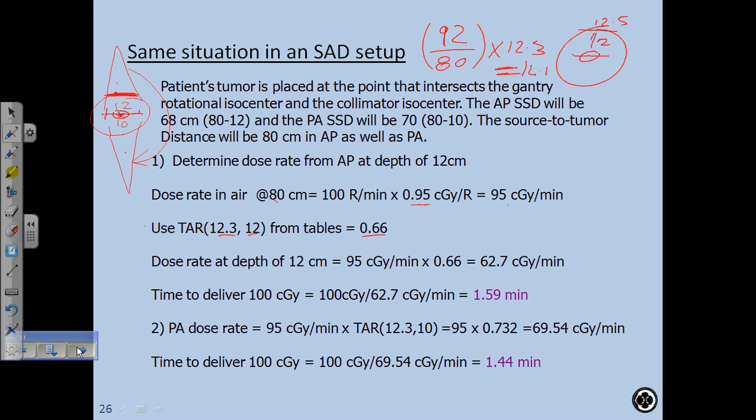Perfect. And then the PA dose rate, same idea. 95 times the TAR. The only thing that changes is the depth. You get a higher dose rate and a shorter time.